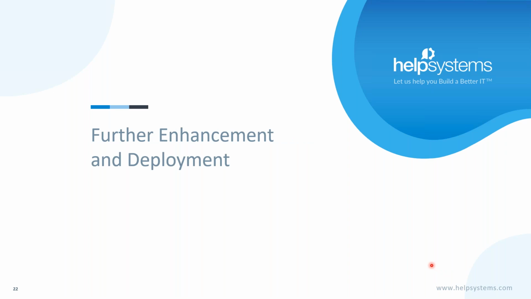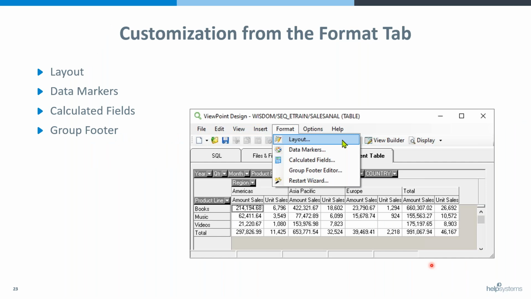So now we're going to talk about further enhancement and deployment. What else can we do with our client tables? There's a lot of things, but most people focus on the manipulation that you've just seen. So in the designer, not when you've run it, but in the designer, you have this format pull down menu. And in the format pull down menu, you have some choices. So the customization options are there. They're layout, data markers, calculated fields, and group footer. And I'm going to describe what those are so that you have some idea.